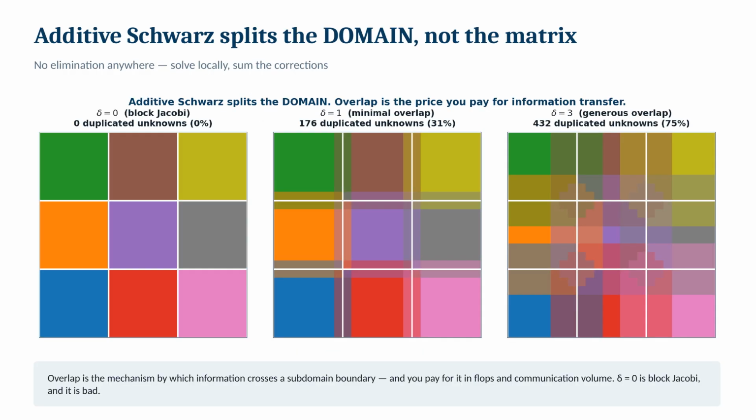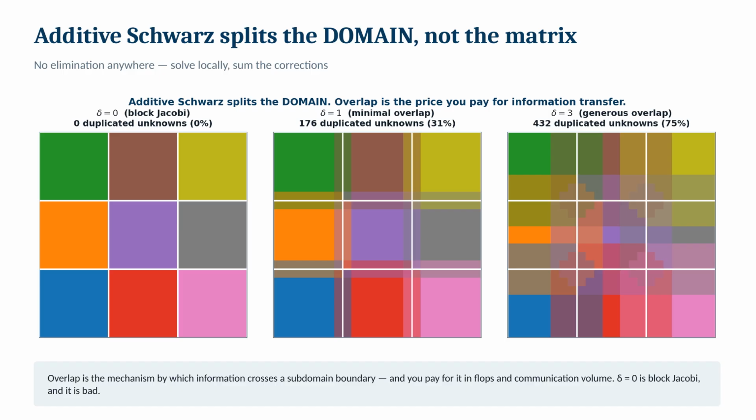Now the other family. Completely different instinct. Additive Schwarz doesn't eliminate anything. It splits the domain into subdomains, solves a local problem on each one, and adds the corrections up. Delta equals 0, no overlap, is block Jacobi, and it's bad, because no information ever crosses a subdomain boundary within a single application. Delta equals 1: grow each subdomain by one layer of the graph. 31% of the unknowns are now duplicated across subdomains. That duplication is exactly the mechanism by which information crosses boundaries.